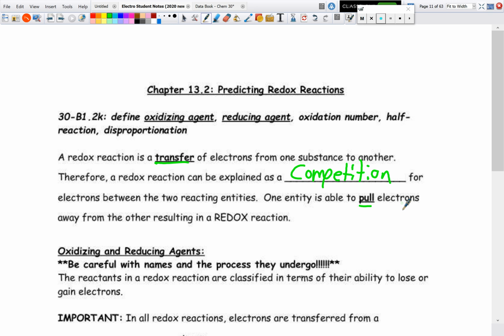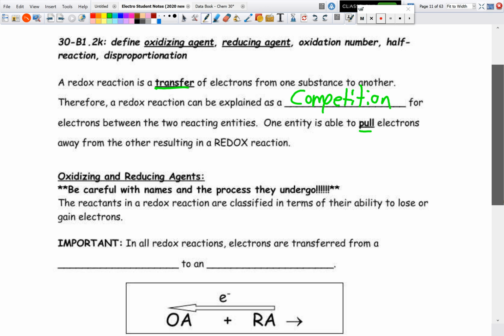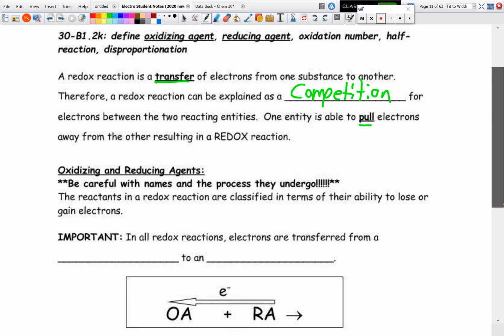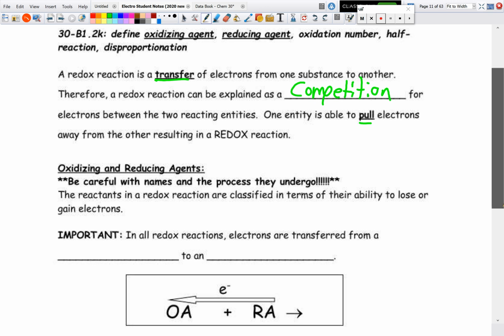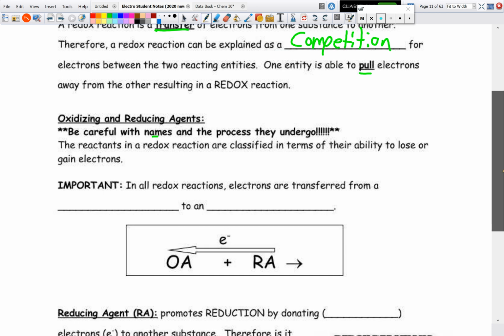So of course, one thing is able to pull the electrons away from another substance, and that creates that redox reaction. Now, for the first little bit, we're going to be looking at oxidizing and reducing agents. We have this little asterisk here, so just be careful with the names and the processes that they undergo. It'll make a little more sense once we get going.